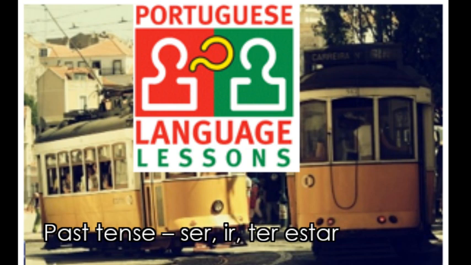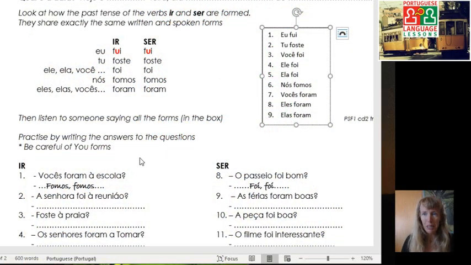Here's a really short video to talk you through the most common irregular past tense verbs that you'll come across: the past tenses of ser, ir, ter and estar. I've made a little worksheet. First of all, here we've got ir and ser.